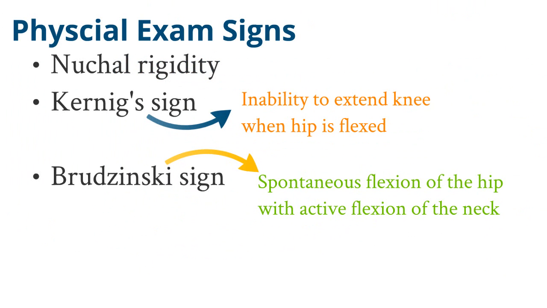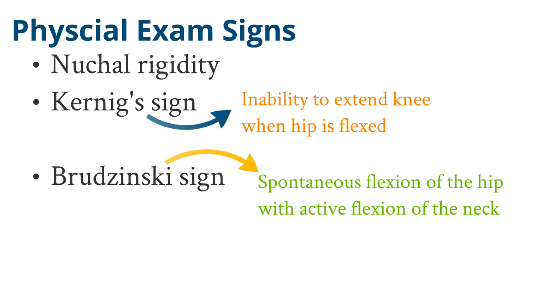In addition, we can do certain signs by bending and manipulating the patient to elicit whether the patient has inflamed meninges. One of those is called Koenig's sign, another is called Brzezinski's sign. Now these used to be very popular in medicine, but the actual specificity and sensitivity has been kind of overrated in the past. But it's important to know how to do them.